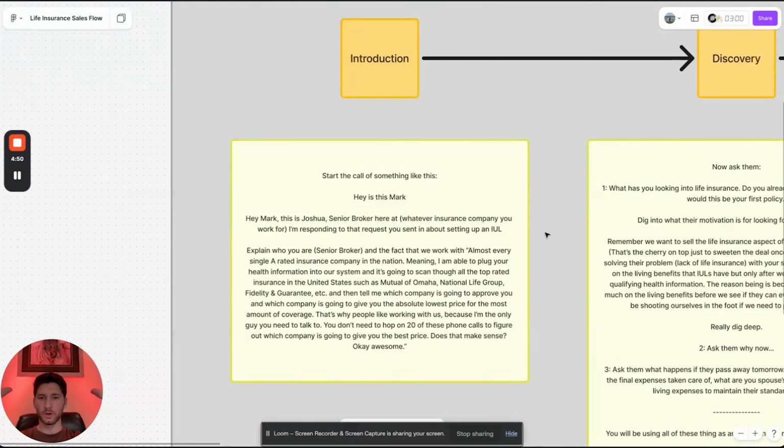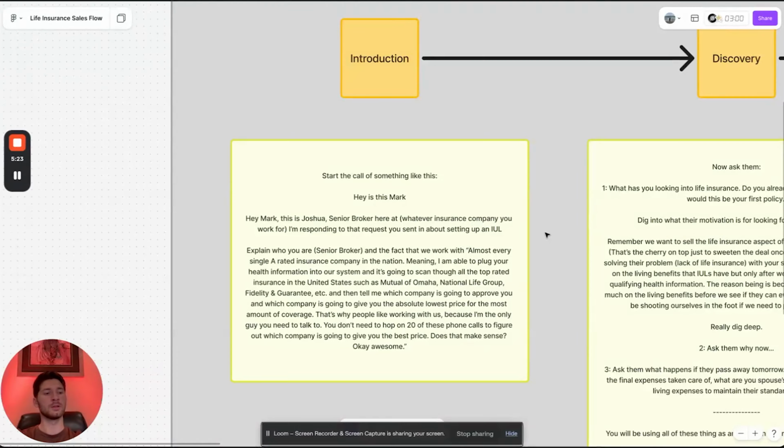So the reason we do this is because we want to preemptively overcome the objection that typically comes down the road where they say, I want to talk to some other people, get some other quotes, all that kind of stuff. Because if you are a life insurance broker and you work with a bunch of the best insurance companies in the nation, you can tell them, look, I'm not just one guy at one company. When I put in your information and we talk about what you need, I'm looking at all the different companies to ascertain what company is going to give you the most amount of coverage for the best price and is going to be best according to your needs.